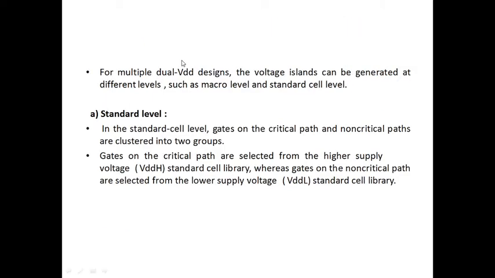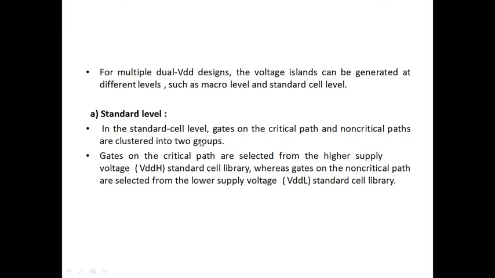See this one. In multi-level voltage scaling design, we have two approaches, or different levels. The first is the micro level, the macro level, and the standard level. You will see the standard level in depth. In standard level cells, gates on critical paths and non-critical paths are clustered into two groups.